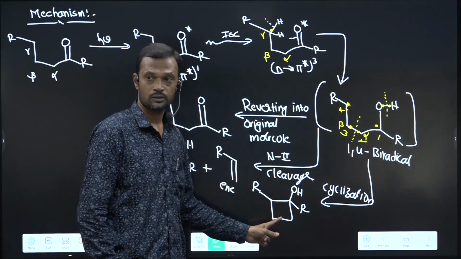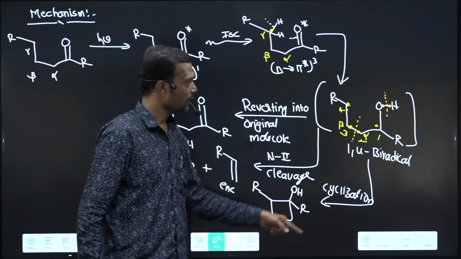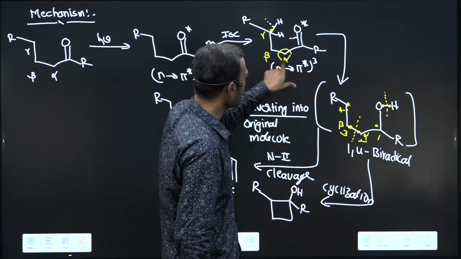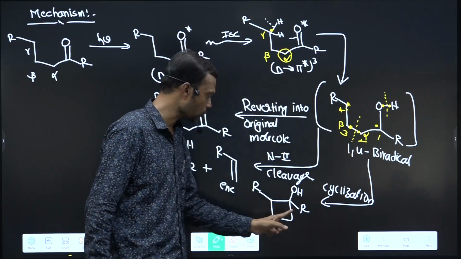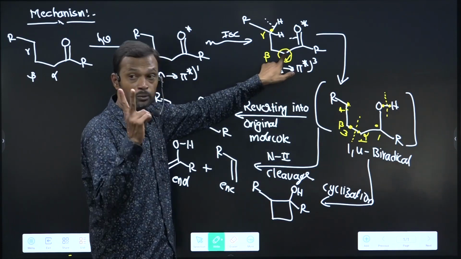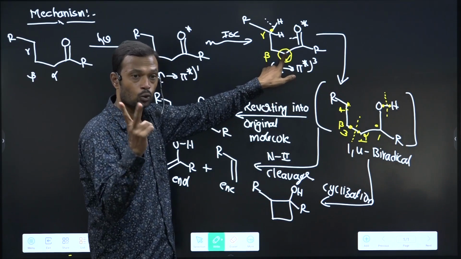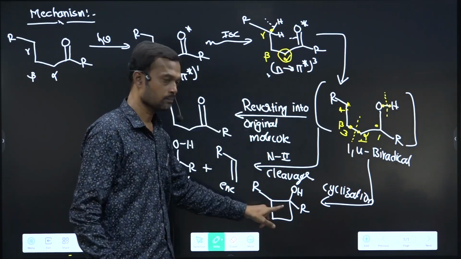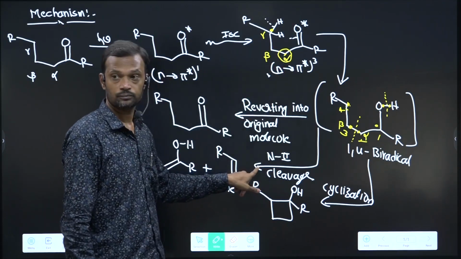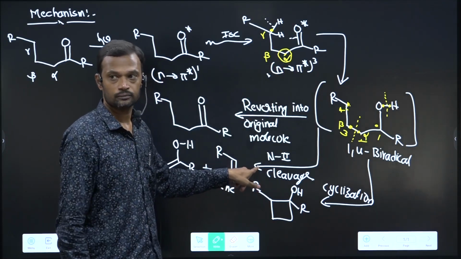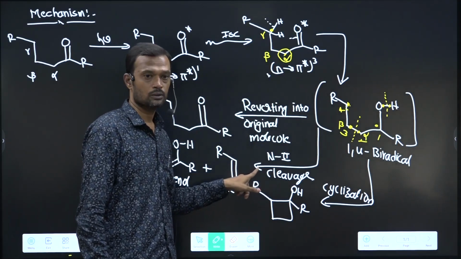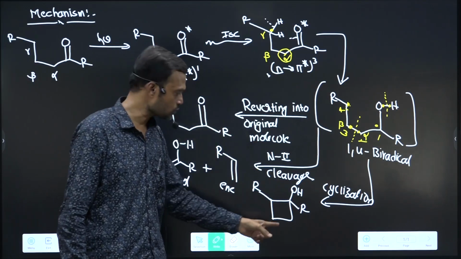This is minor always. This is major only if this alpha carbon, you focus on this alpha, has more substitutions. If this carbon has minimum 2 substitutions, then this is major. Even if this carbon has one substitution, this is major. That depends on size. But maximum, which is major? Norrish II cleavage. But they won't ask Norrish II cleavage, they will ask this one.